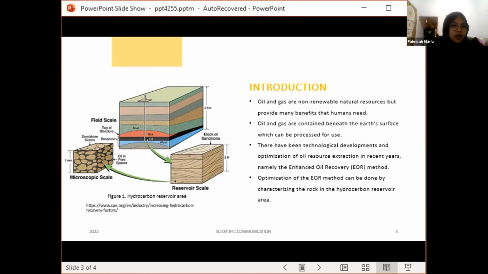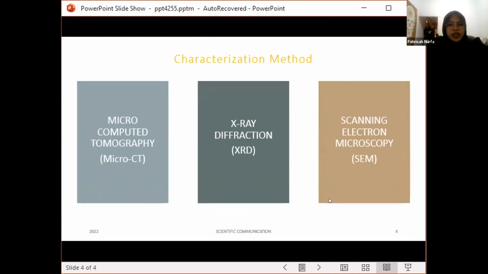As you can see in figure 1, the image that I show you in the slide, in a field, if we take a block of sandstone as a reservoir scale, we can characterize it at a microscopic scale, so we can study the physical and chemical properties of the rocks that make up the scale of the field. In this research, several different techniques will be used to characterize the sidewall core sample of hydrocarbon reservoir rocks.